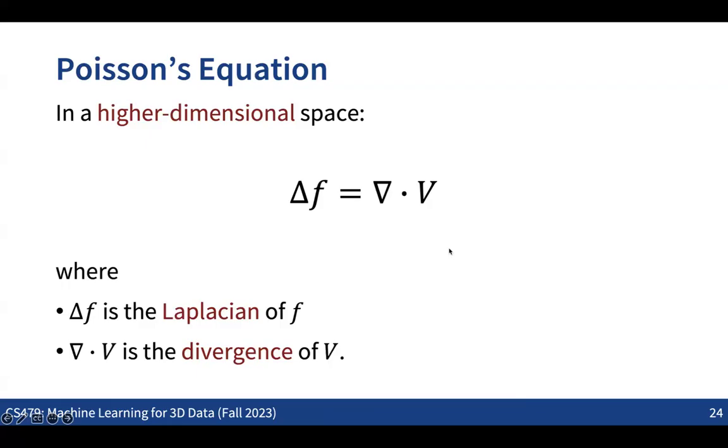Makes sense? So if we can solve this formulation, that becomes the optimal signed distance function given the surface normal information.